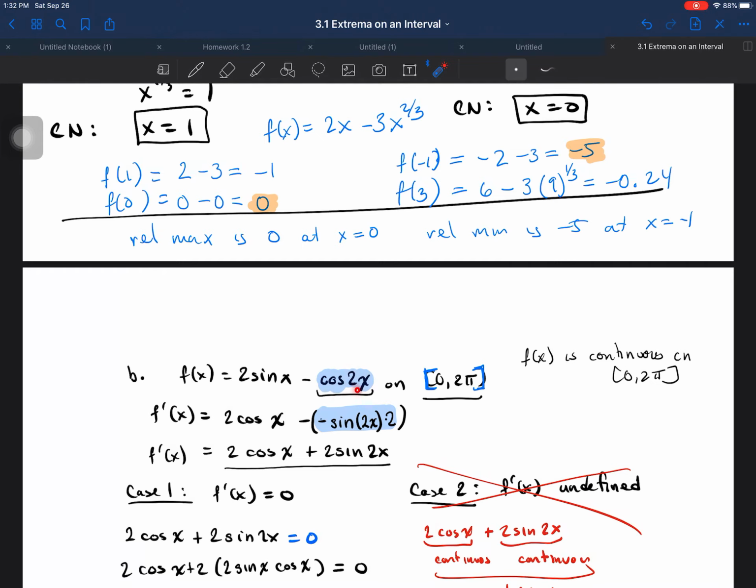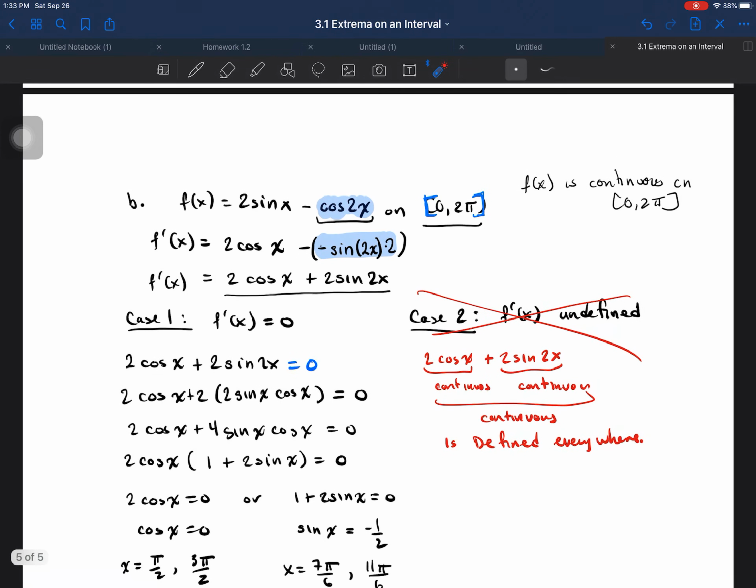We have to use the chain rule here. So the derivative of cosine is negative sine. Leave the inside as it is, 2x, and then multiply by the derivative of the inside, which is the derivative of 2x, which is 2. Multiply those together, and that gives you positive, and move the 2 to the front, and that gives us this derivative, 2 cosine x plus 2 times sine of 2x.